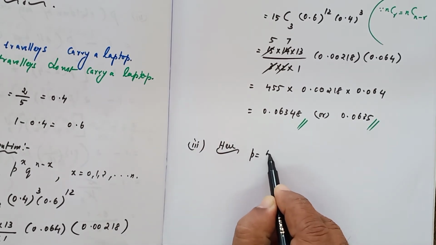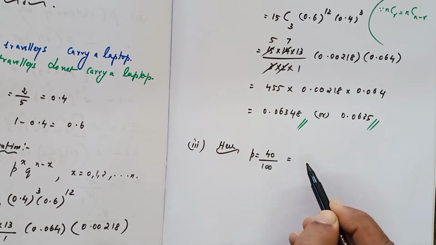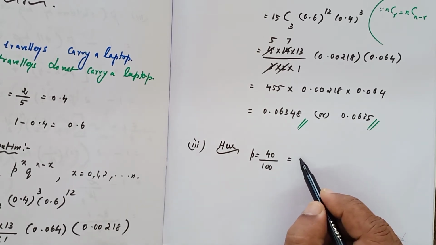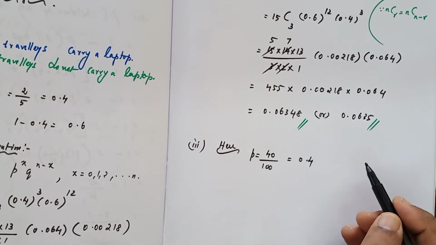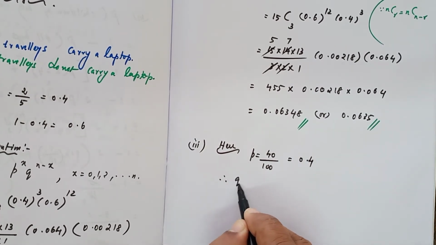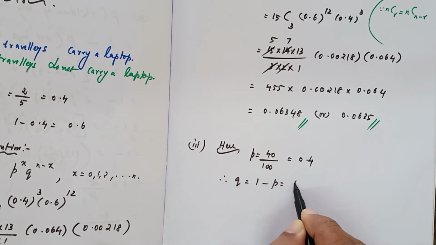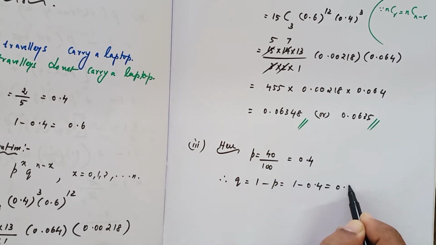P is equal to 40%, 40 by 100. You can divide by the 20 table, or else you can directly write 40 by 100, which is equal to 0.4. Therefore, Q is equal to 1 minus P, which is 1 minus 0.4, equal to 0.6.